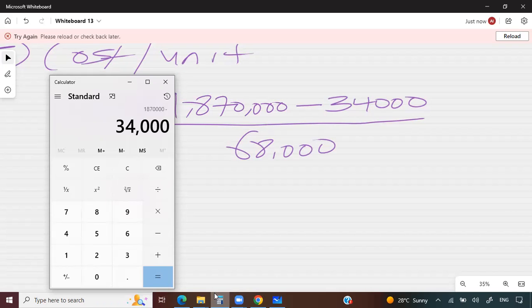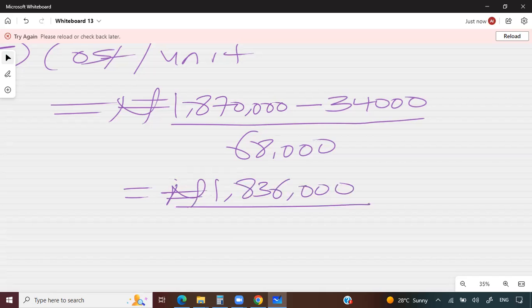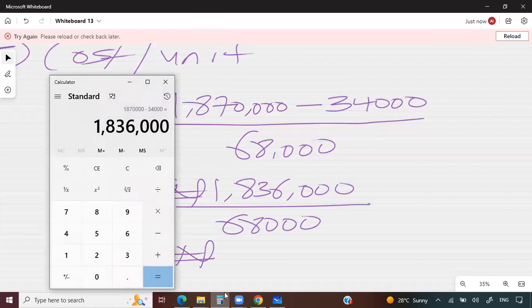Let me also check as well. That is what we have: 1,836,000 divided by 68. And whatever we have, that is the unit cost, divided by 68. Then we have 27.